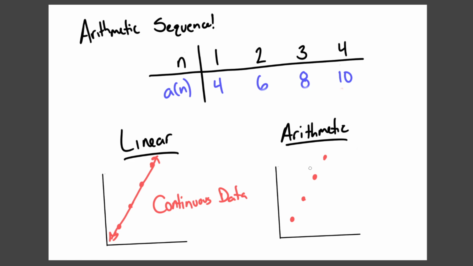Cool? Arithmetic data is different in that it does not include stuff in between. There are no points in between. There is no line that goes through it. Arithmetic is just these 4 points. If I told you that this was my sequence, 4, 6, 8, and 10, you would plot those 4 points and be good. Finished. No more graphing needed. There's only 4 points. There's no points down here. There's no points up here. It is just 4 points. That's arithmetic.